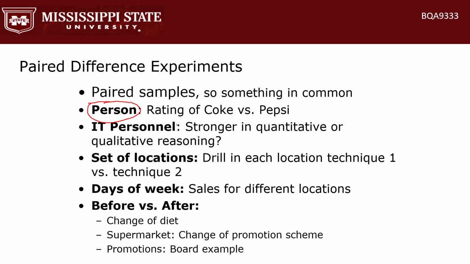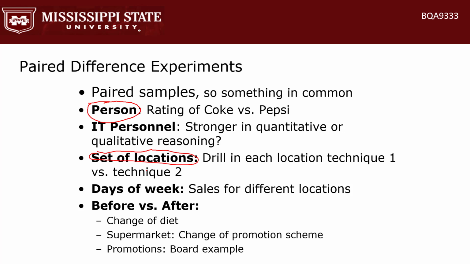For IT, it's two measures. We've got quantitative and qualitative reasoning. We can have almost inanimate objects. Imagine that we have different mining locations, or if we're kind of a retailer, we have different supermarkets, and we're doing two different techniques or two different promotions for the supermarket. We can actually pair based on the location. So this is a very general method. It's not just for specific people.